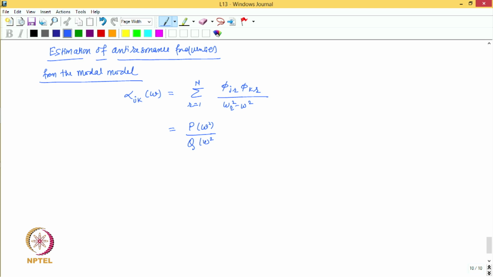So the FRF can be expressed as a ratio of two polynomials; the numerator is a polynomial of order n minus 1 in omega square, and the denominator is a polynomial of order n in omega square. Now, for an undamped system, the magnitude of the FRF, alpha jk omega, is 0 at anti-resonance frequencies.